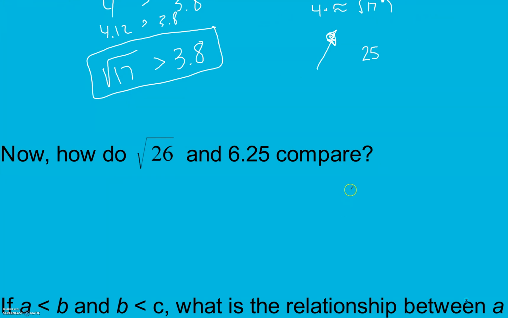So 26 is in between 2 perfect squares, 25 and 36. 26 is really close to 25. So we know this is going to be close to the square root of 25, which is 5. It's just going to be a little bit more.